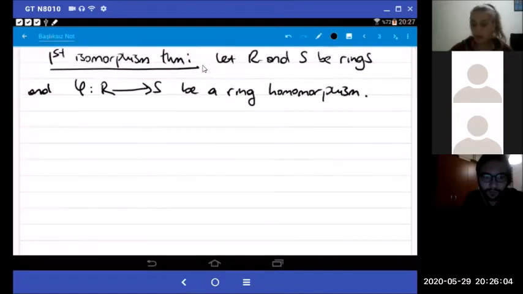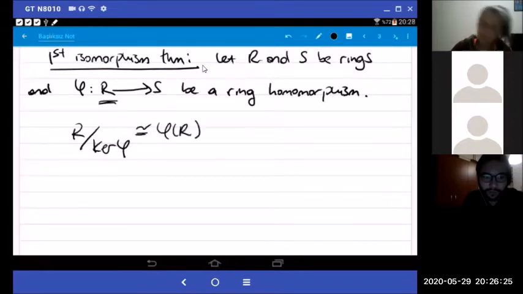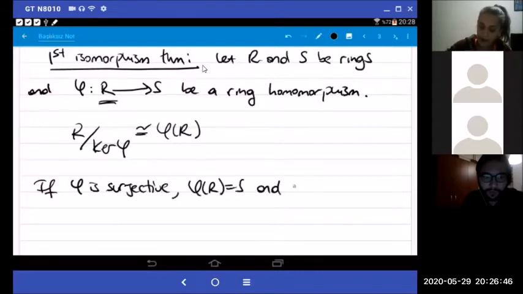Now, if you have a ring homomorphism, then the first isomorphism theorem tells you that if you divide this domain ring R by the kernel of phi, this is isomorphic to the image of R. But since in the previous question we're using a surjective homomorphism, let me write it down: if phi is surjective, then phi of R is equal to S, and R over kernel phi is isomorphic to S. This is the first isomorphism theorem.